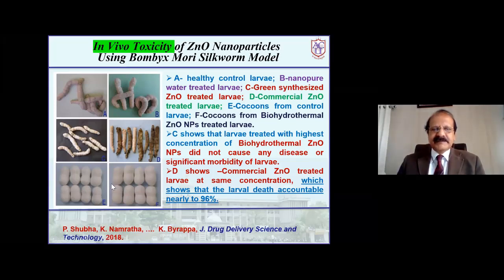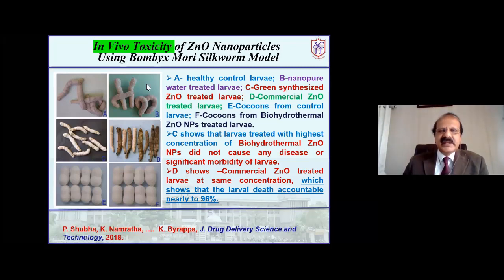And now you can see here, commercially available zinc oxide shows the maximum larval death. And also here, the size of the cocoon is very high in this case, when you give biohydrothermal zinc oxide to the larva. And the yield of silk is also very high. So this is a very interesting work.